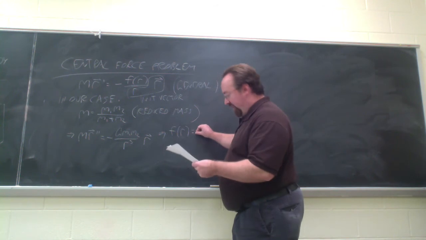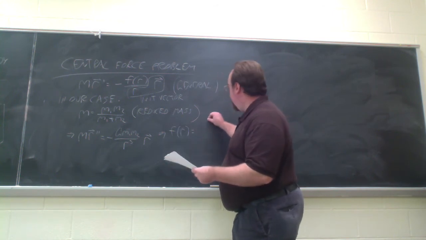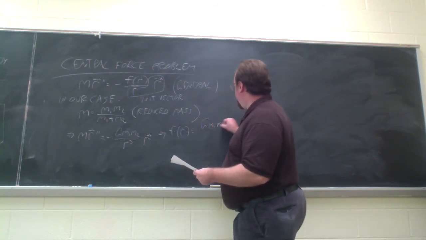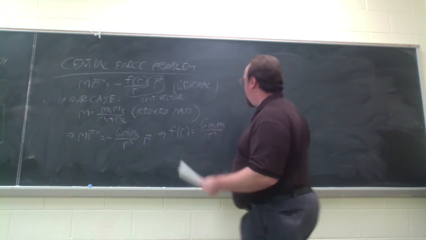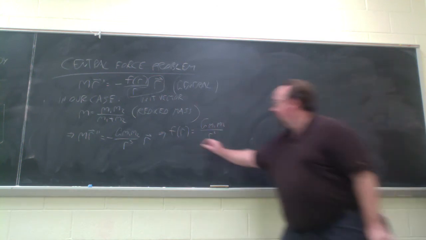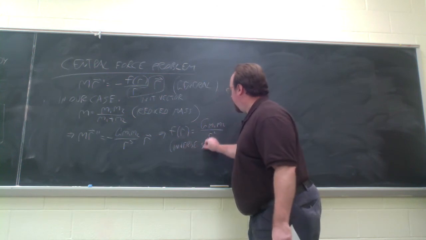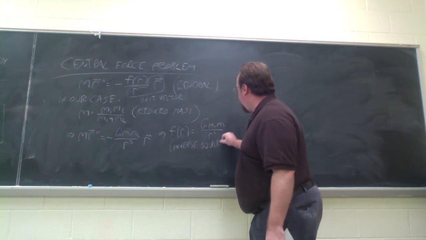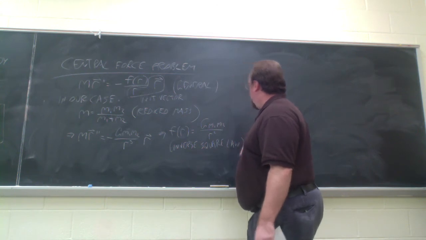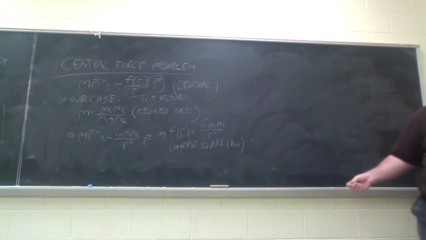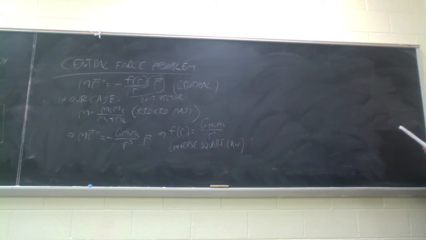In this case, it's G m1 m2 over r squared. So it's just the inverse square law. So we can study this problem with any choice of f of r, but this is what we're using for gravitation. Okay. All right.